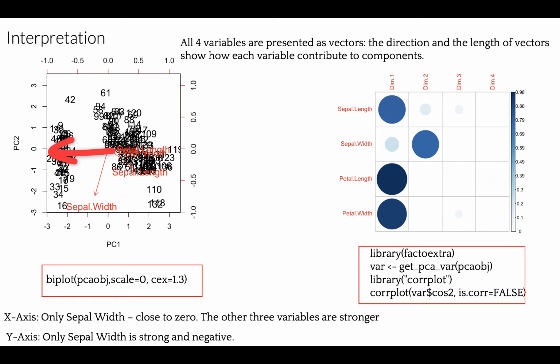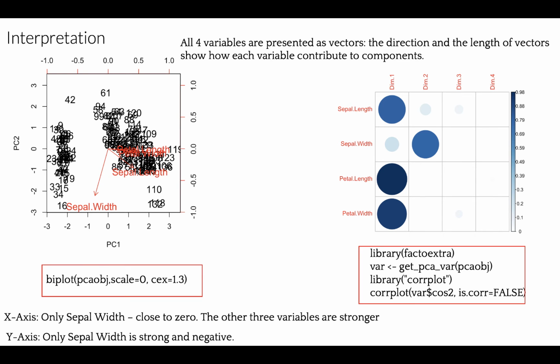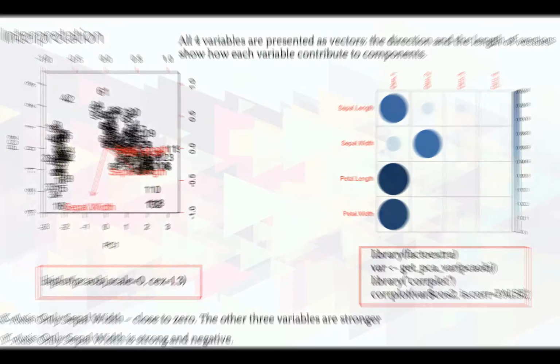We can also visualize the same interpretation using library factoextra and corrplot. As you notice, dimension 1 show that the petal length, petal width show much stronger contribution. In dimension 2, we have only sepal width that show strong signal.